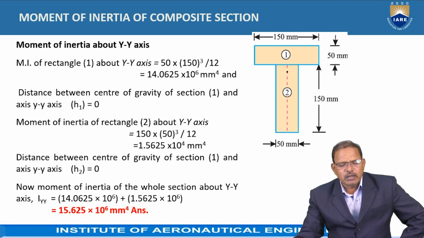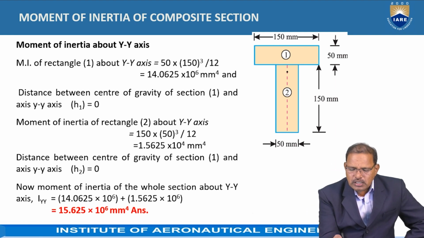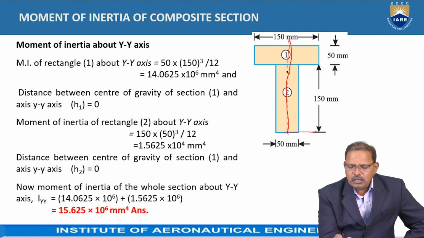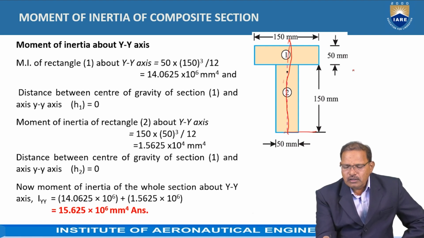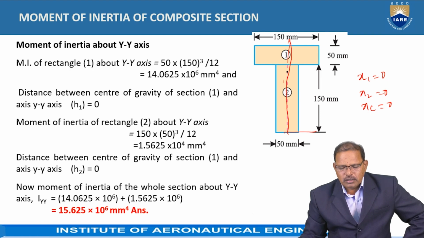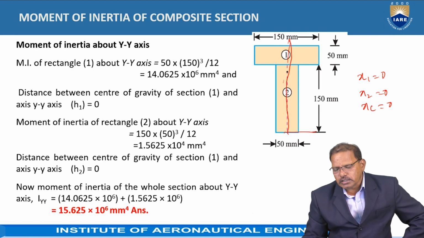Similarly, for the moment of inertia about the y-axis, here the y-axis and x-axis are given. Here the coordinates are x1 is equal to 0, x2 is equal to 0, and x3 is also equal to 0, because the centroid lies on the y-axis, and moreover it is a symmetrical section. For rectangles 1 and 2, the x coordinates of the centroids are x1 equal to 0, x2 equal to 0, and x equal to 0.